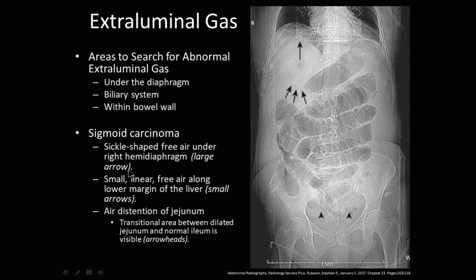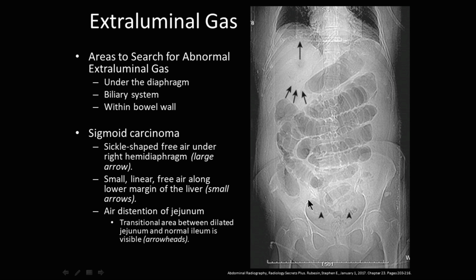Extraluminal gas, that's now where we're headed. Areas to search for abnormal extraluminal gas, you want to look underneath the diaphragm here bilaterally. We actually do have some air here. Then in the biliary system, and then you want to look within the bowel walls too if you're able to see it. And then in this case you can see that there's dilated small bowel, and we'll discuss that a little bit more because this person actually has a sigmoid carcinoma.